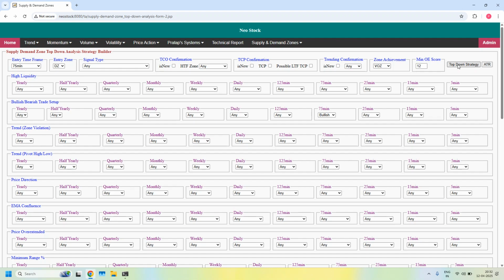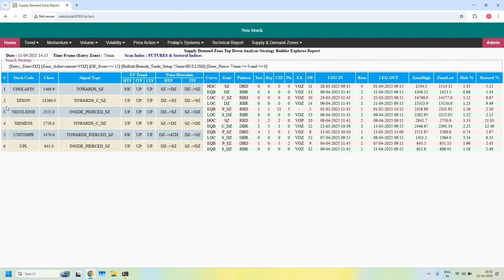Okay, with these filters, we got 6 stocks. See, none of the demand zones are pierced. Supply zones may or may not be pierced, because we didn't set any filter on supply zone. Our interest is in the demand zones because they are the entry time frame zones. Because in the bullish trade setup, weekly income trade, the entry time frame is 75 minutes demand zones. All these are 75 minutes demand zones.